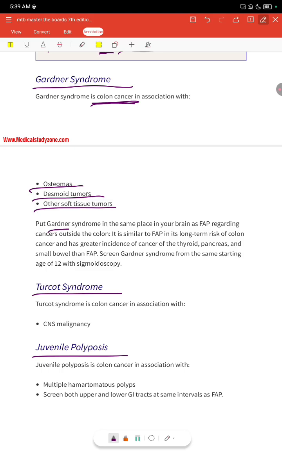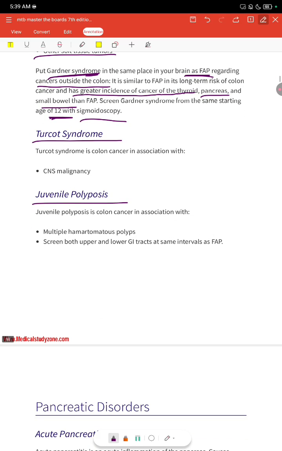So Gardner syndrome, put it in the same place in your brain as FAP regarding the cancers outside the colon. Greater incidence of cancer of the thyroid, pancreas, and small bowel. And screen Gardner from the same starting age of 12 with sigmoidoscopy.